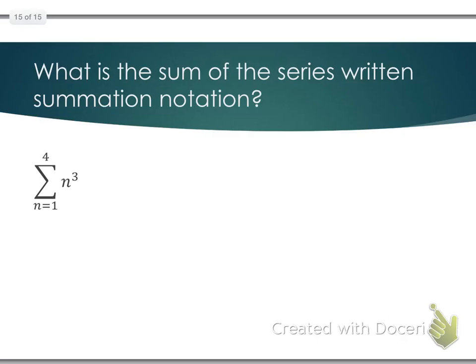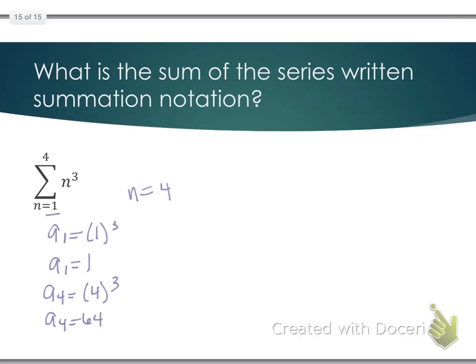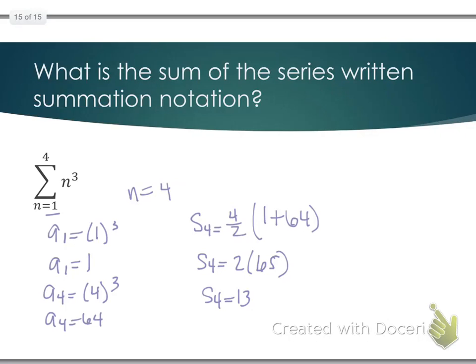Okay, my last one, we find our first term by plugging in the 1. 1 cubed is 1, and then we find our last one by plugging in the 4. 4 cubed is 64. My n is 4, so I have S of 4 equals 4 divided by 2, my first term, plus my last term. 4 divided by 2 is 2 times 65. We got this sum being 130.